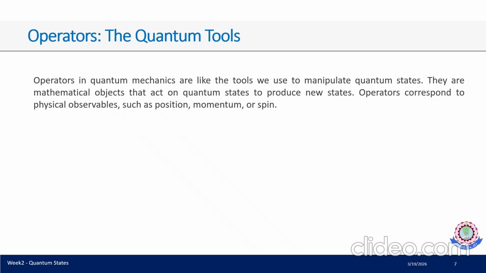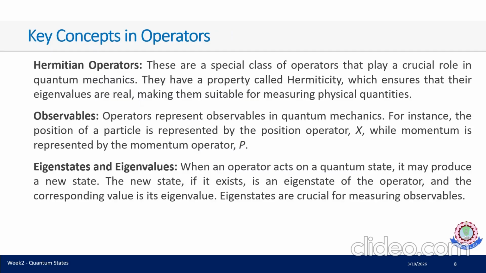Operators, meaning quantum tools. Operators in quantum mechanics are like the tools we use to manipulate quantum states. They are mathematical objects that act on quantum states to produce new states. Operators correspond to physical observables such as position, momentum and spin. So, key concepts in operators.